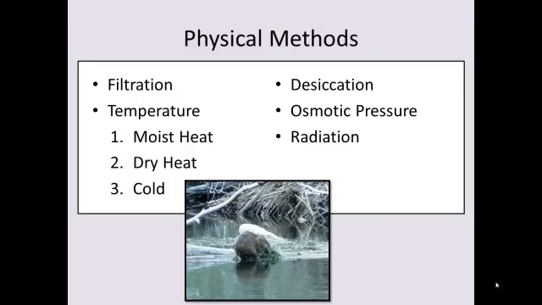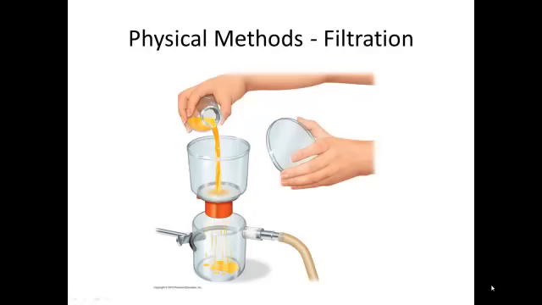But we're going to be talking about filtration, temperature, under which category is moist heat, dry heat, and cold. Bet you didn't think about cold as being temperature. And desiccation, osmotic pressure, and radiation. Now the book covers more categories than that, but these are the categories that you need to be concerned about for this class. The first physical control method we're going to talk about is filtration.